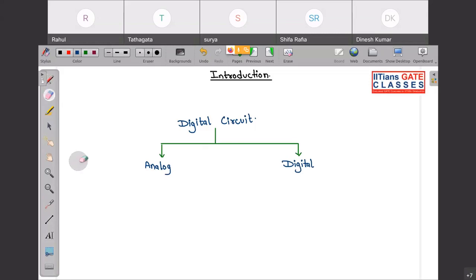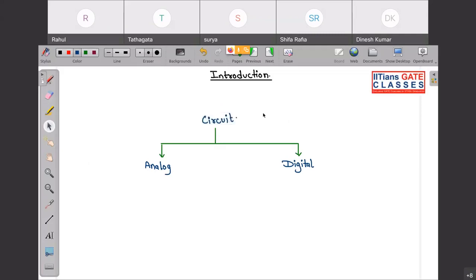Now let me ask you, what is digital electronics, or what do you mean by digital circuits? Hello, anyone want to say? See, I should have written not digital circuit, I should have simply written circuits.